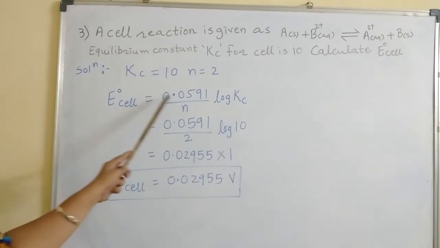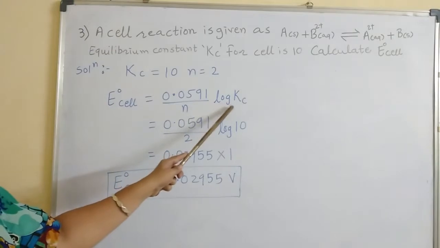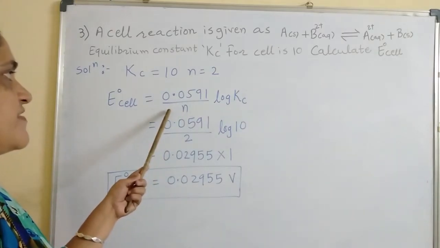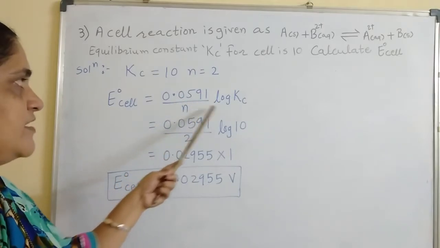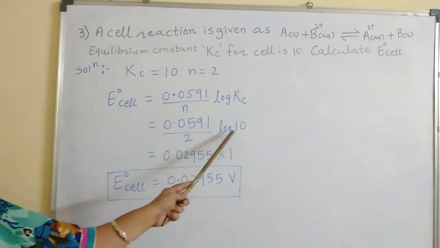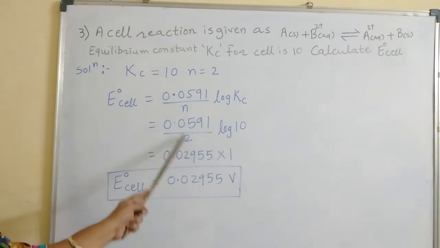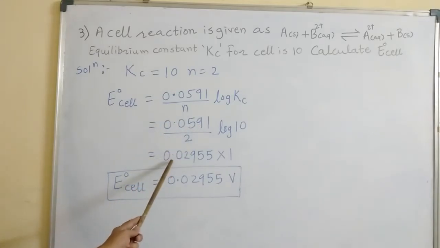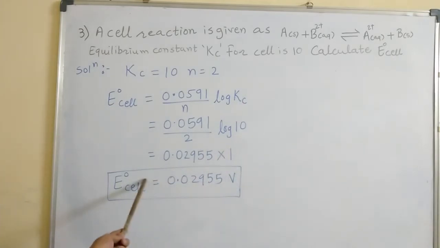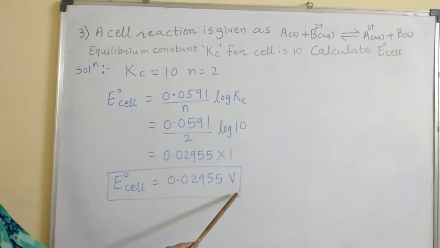Therefore E naught cell is equal to 0.0591 upon n into log of Kc. Now here temperature is not mentioned, so directly we are taking the value of temperature as 298 Kelvin. Therefore we can use this formula 0.0591 upon n into log of Kc. Log of Kc is equal to log of 10 and n value is 2. So dividing 0.0591 by 2, we will get 0.02955. Log of 10 is always equal to 1. Therefore, the answer is E naught cell is equal to 0.02955 volt. In this way, you can solve this numerical problem.